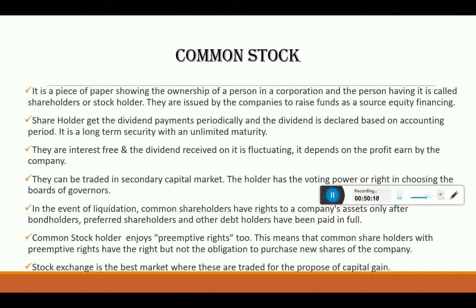The person who purchases the common stock is called a shareholder, and he receives dividend at the end of every accounting period, and he can buy and sell these stocks on the stock market to get the capital gain as well. There is no interest on the common stock. They get dividend, and dividend is not fixed. The percentage of dividend is fixed, but the amount of dividend is not fixed. It fluctuates.